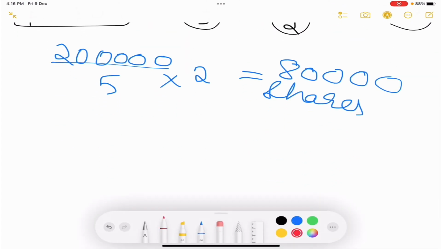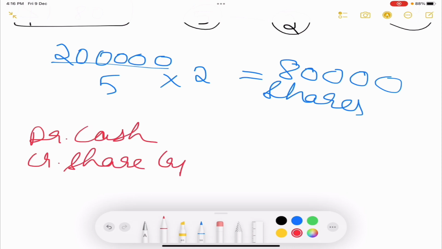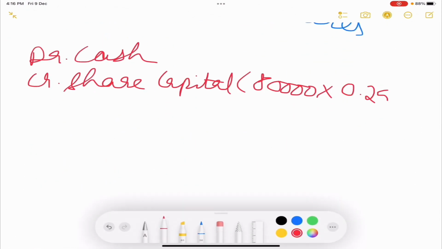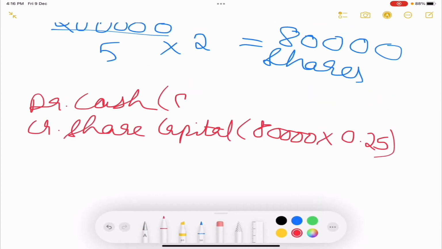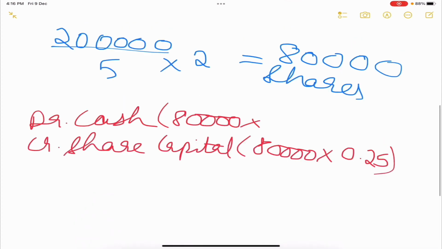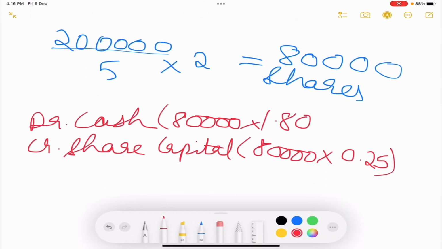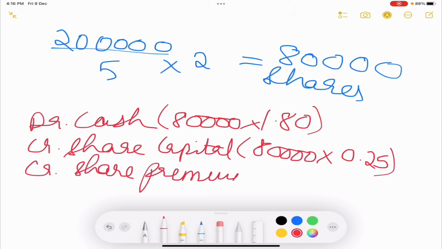Okay. What will be the journal entries of this? Debit cash, credit share capital. How much in the share capital? 80,000. In share capital, we will always put the face value. What is the face value? 0.25. Right. How much cash has actually been received? We got 80,000 shares' worth of money and the issue price was 1.80. So 1.80 was the actual cash. So the rest will go into my share premium. What was the balance? 1.80 minus 0.25, which is 1.55.